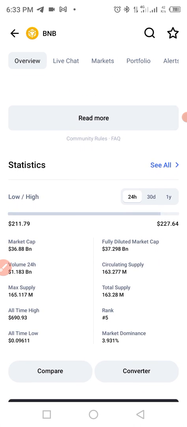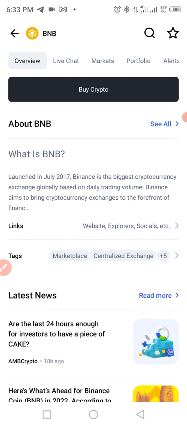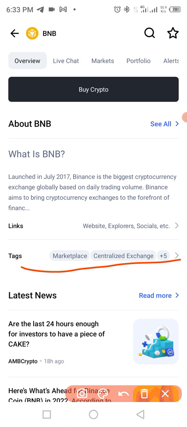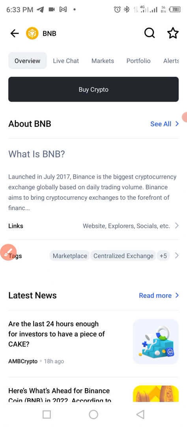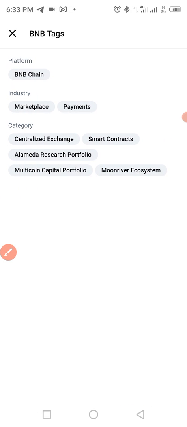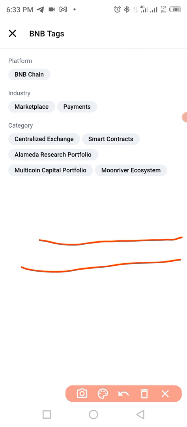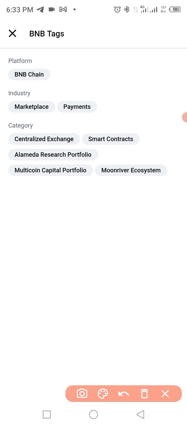Okay, let's use BNB for example now. When you come here, you're going to see what we call tags. Look at it here, these tags. This is where you're going to see more information about the coin. Once you click on the tags, you're going to see the platform, that's the ecosystem. Remember I showed you guys the sector and the ecosystem. The ecosystem in which BNB is listed is the BNB ecosystem.